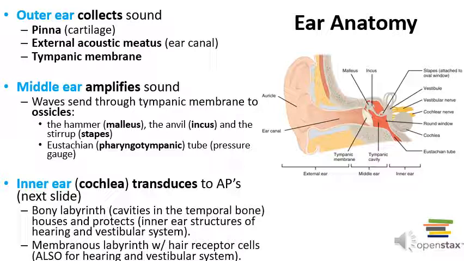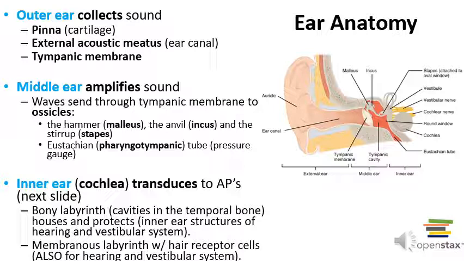So outer ear: pinna, which is your earlobe, the external acoustic meatus, which is the ear canal, the tympanic membrane, which is your eardrum, and inside of that is the middle ear, where we actually amplify the sound waves that we've collected in the outer ear, and we do so by sending these vibrations collected at the tympanic membrane through a series of small bones called ossicles. Those include something commonly referred to as a hammer, known as the malleus, something commonly called the anvil, technically referred to as the incus, and then finally something commonly called the stirrup or the stapes.